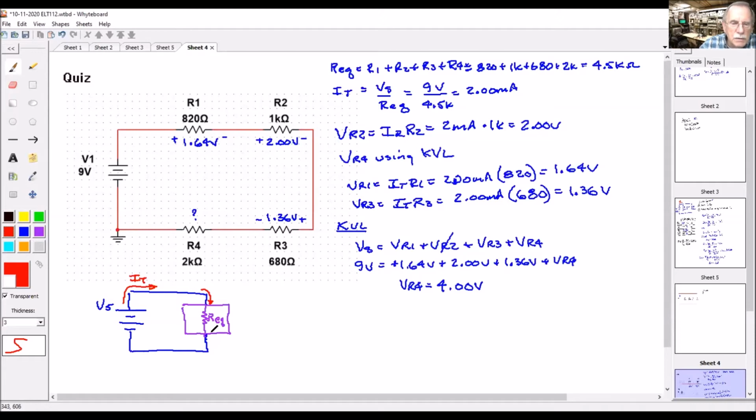But the bottom line here is that something happens, but it comes out with the same amount that it went in with. So if you envision this as a simple Ohm's law circuit, we can say that the IT is just going to be VS over REQ. And it doesn't matter whether the REQ came from a series circuit or a parallel or a series parallel. IT is always going to be VS over REQ.